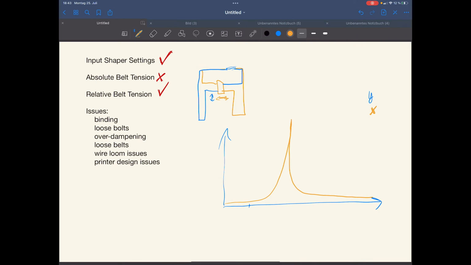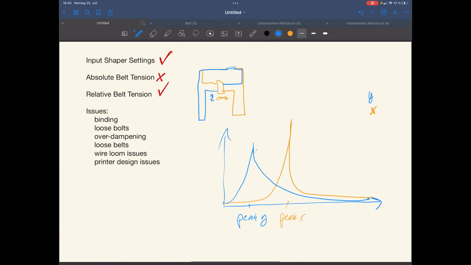I will call this peak X, and that one peak Y. This one will be on Y. But we also have more dampening, which means this graph peak usually is lower than the X one. So we have something like this. And those are our perfect input shaper graphs. And this is how a perfect printer looks like.